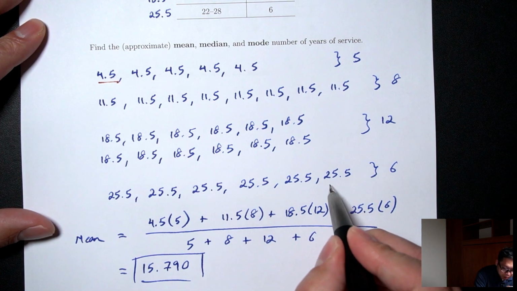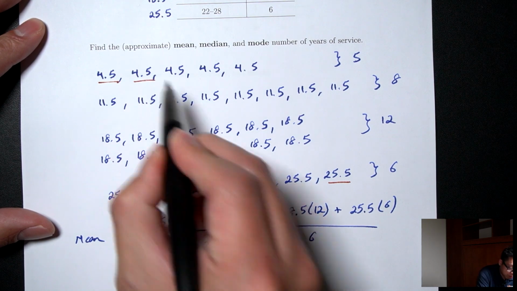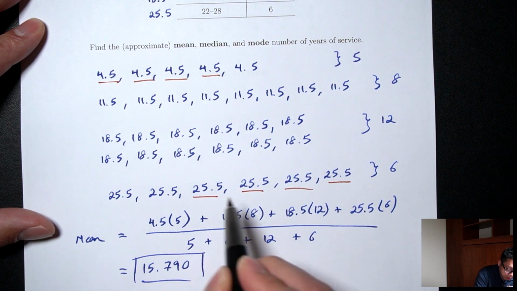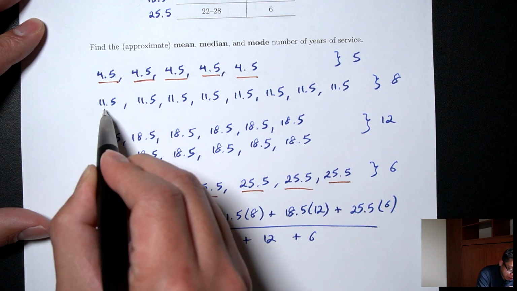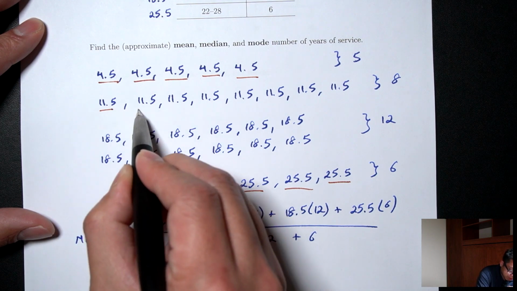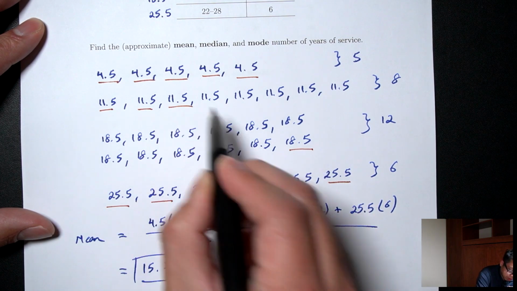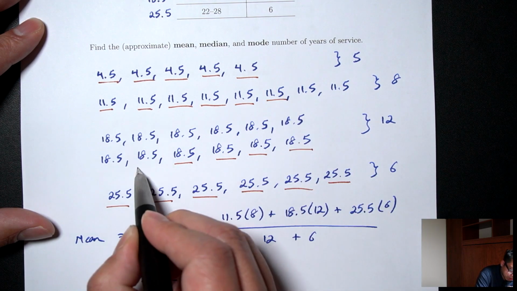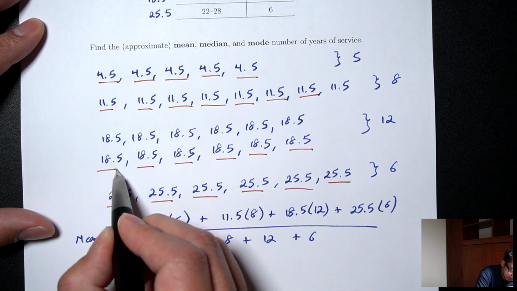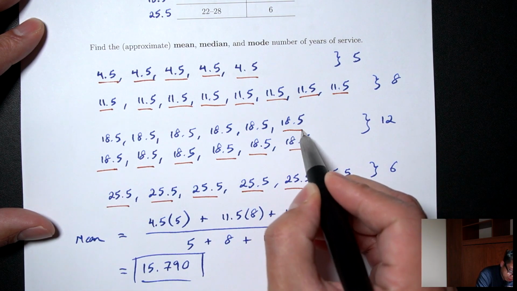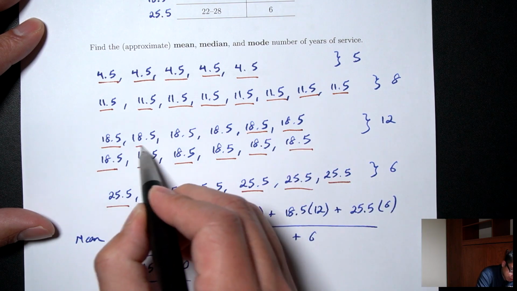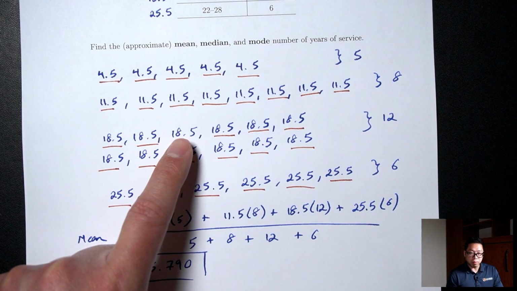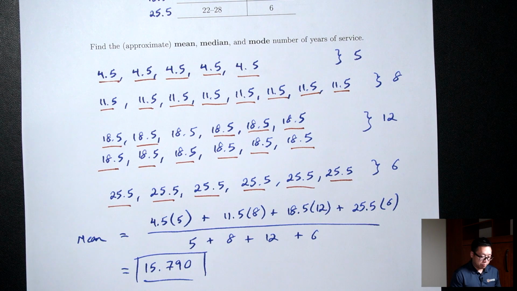1 from the front, 1 from the back, 1 from the front, 1 from the back, and so on, front, back, front, back, working toward the middle. Okay, there is a single number right smack in the middle. That's our median.